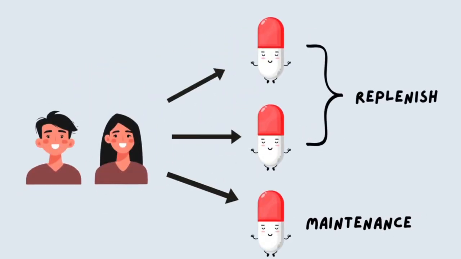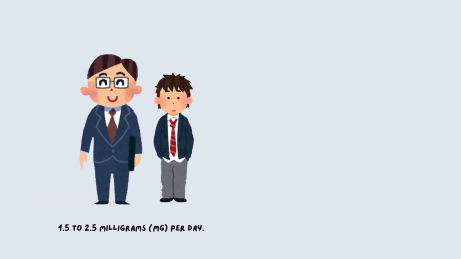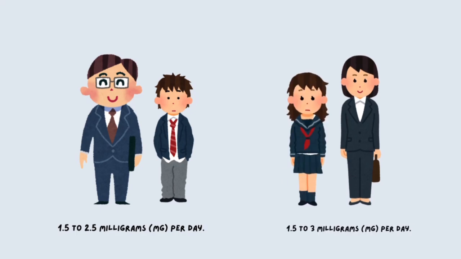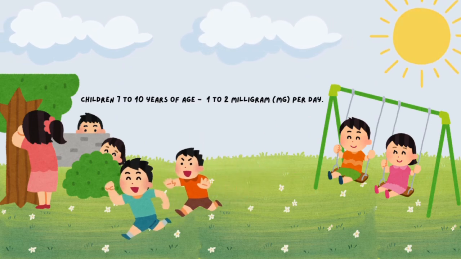A person can take 2 capsules for replenishment and 1 capsule for maintenance. Copper glycinate is also free of zinc, which allows flexibility in dosing when it comes to supplementary copper and zinc intake. The amount that should be taken for adult and teenage males is 1.5 to 2.5 milligrams per day. Adult and teenage females is 1.5 to 3 milligrams per day. Children 7 to 10 years of age is 1 to 2 milligrams per day.